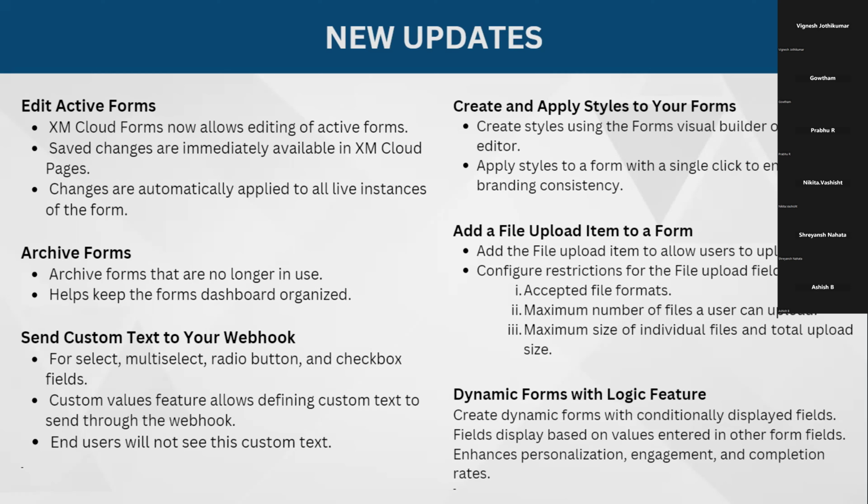So what all can we configure in our upload item option? First is the file format. We can specify which file formats our field can accept. Second is the number of files that can be attached. And third is the size of the file that the user can attach.